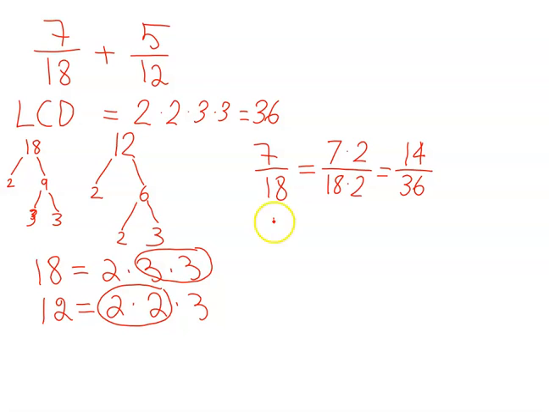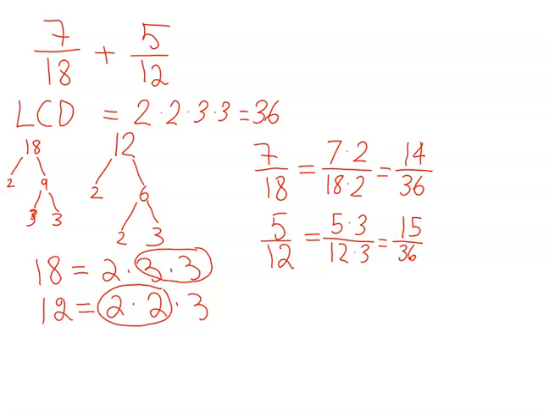Great. Now, another one. 5 over 12. How do we convert this? So we have to multiply by 3. Since 12 is 1/3 of 36, we have to multiply both of them by 3.